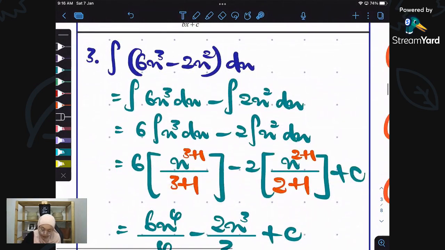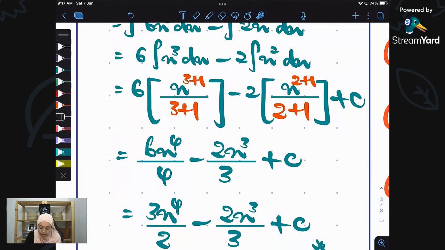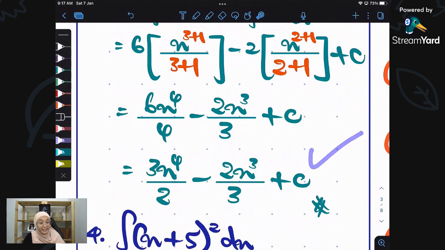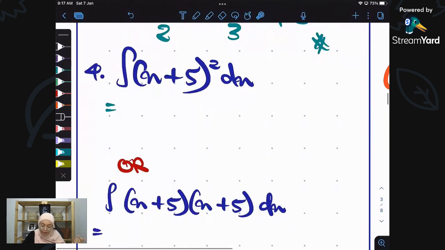The third example here is also very, very easy and very similar to what I've just taught you guys just now. Okay. So I split them first, and I bring out the constant outside of the integral, and then I use the core formula. Just don't forget that integration is always plus 1. Differentiation yang tolak 1, tapi integration tambah 1. Okay, and then here is our answer. That's it, very easy.